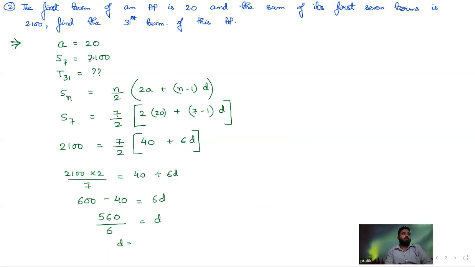The first term of an AP is 20. The sum of its first 7 terms is 2100. Okay, the 31st term I have to find out. That sounds good. 7 3s are 21. 300 into 2 is 600. Minus 40 is 560. Absolutely. So I think definitely you are getting a fractional value, so we'll just try to keep it in the fractional format itself.